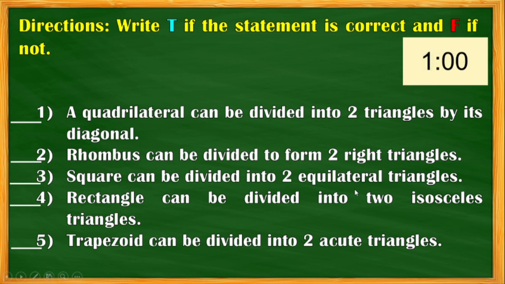Time's up. Let's reveal the answer. Number 1 is true because a quadrilateral can be divided into two triangles by its diagonal. For number 2, a rhombus can be divided to form two right triangles. Is it true or false? The answer is false. We cannot divide a rhombus to form two right triangles.